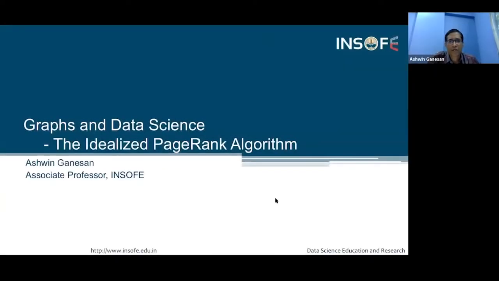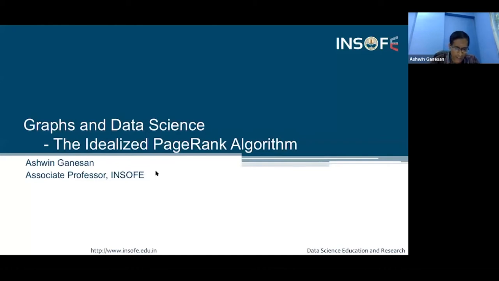So we're going to start here today with the second lecture, where we will be discussing a simpler version of the PageRank algorithm. Because the PageRank algorithm is a bit complicated, I don't want to give it to you in the first iteration. So we'll do a simpler version, which is called the Idealized PageRank algorithm, and it only works for certain kinds of web graphs.